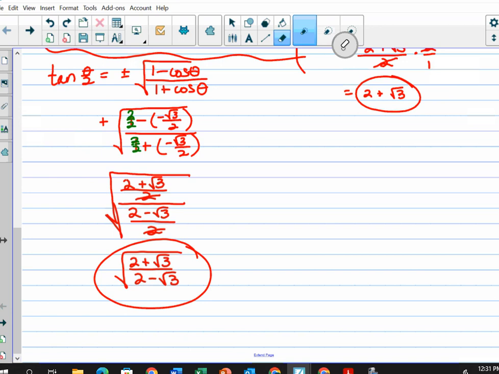Realize they are now going to have secant, cosecant, cotangent. Skill 5.